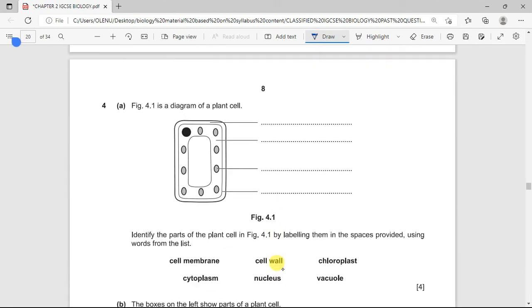Now, figure 4.1 is a diagram of a plant cell, and they say identify the parts of the plant cell in figure 4.1 by labeling them in the spaces provided using words from the list. Okay, so using these words, you find out that this should be a cell wall. Then this will be the cytoplasm. This will be the chloroplast.